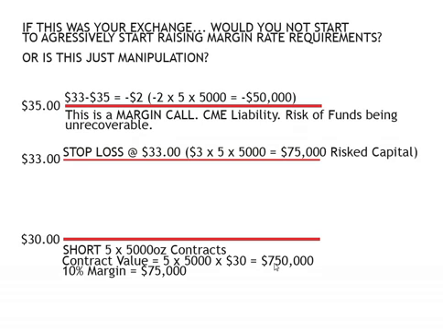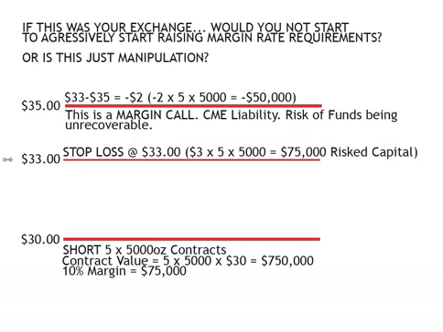So if I short 5 contracts at 30, I am controlling $750,000 in silver. But with CME margins, let's say it's at 10%. It's not, but just round numbers. I need $75,000 in my account to be able to short that. I don't need the $750,000, I only need $75,000, 10% margin. Now, let's say I do that. I put the 75 in the account.